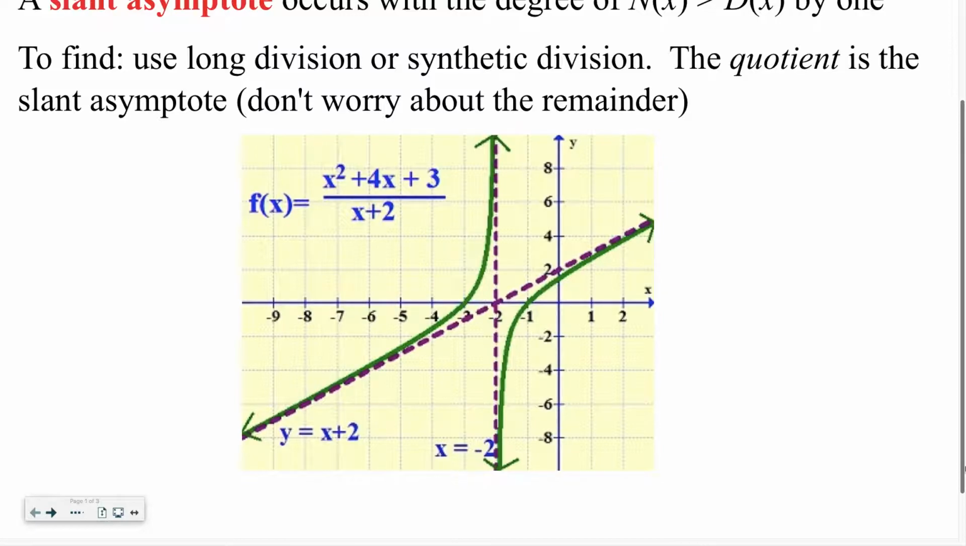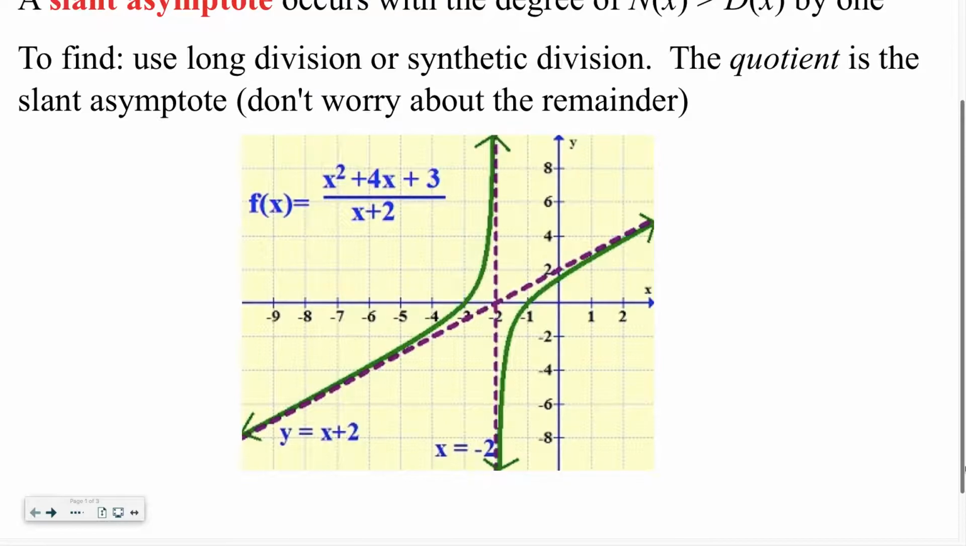So to find them, we're going to use division. I put synthetic or long division because it all depends on what that denominator is. And then whatever we get for the quotient is going to be our asymptote. This is the one time where we don't care about the remainder. It could be 0, it could be 15, it could be x plus 5. I don't care what the remainder is. Whatever the quotient and the quotient only is, that is our equation for the slant asymptote.